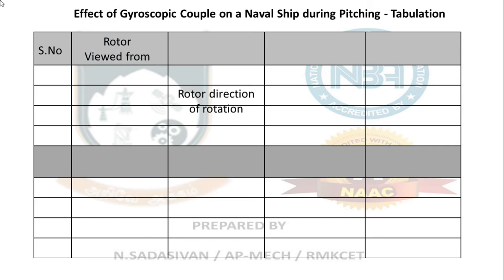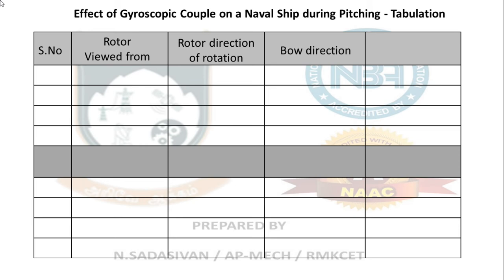So, rotor viewed from stern, direction of rotation, bow direction, rolling direction. Rolling is the reactive part of the component that comes as a result of the gyroscopic couple. Okay. So when I view the rotor from stern and the rotor goes around in clockwise direction and the front end of my ship is going up and going down, falling, what will happen to the ship? In which direction will it roll?